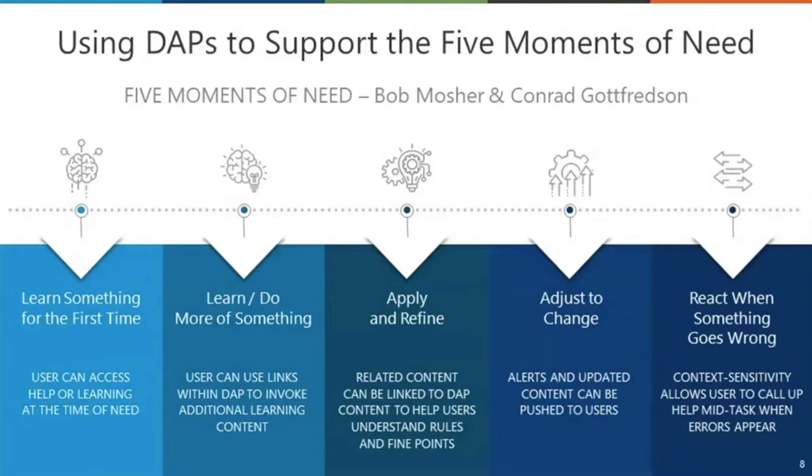That's where the context sensitivity often comes in, because when people get to that point where something goes wrong, they'll be able to ask for help and get the help mid-task, when they need it, instead of having to go out and look for it. So great support of the 5 moments of need from these tools.